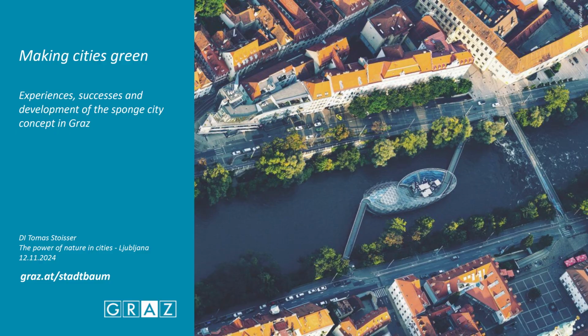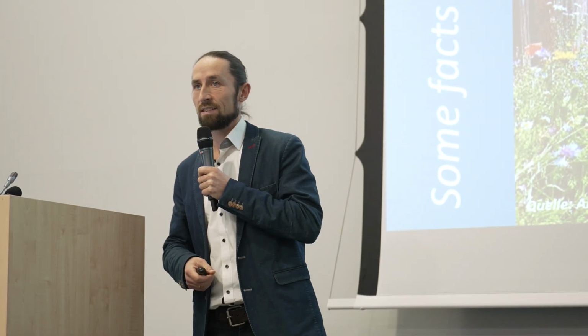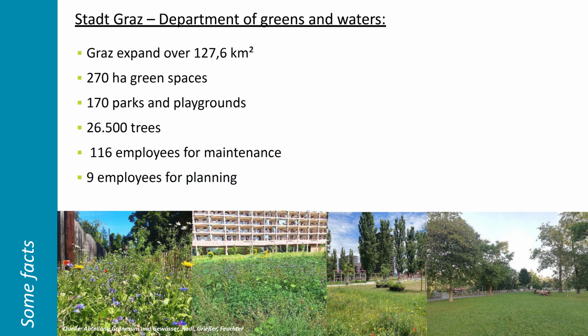To present Graz, we had a detailed presentation of Vienna. You can divide Vienna by 7 to 10, and then you have around the dimension of Graz, something like 300,000 inhabitants. We have around 270 hectares of green spaces, around 26,000 urban trees, and we are 9 employees in the planning unit in the department of greens and waters.